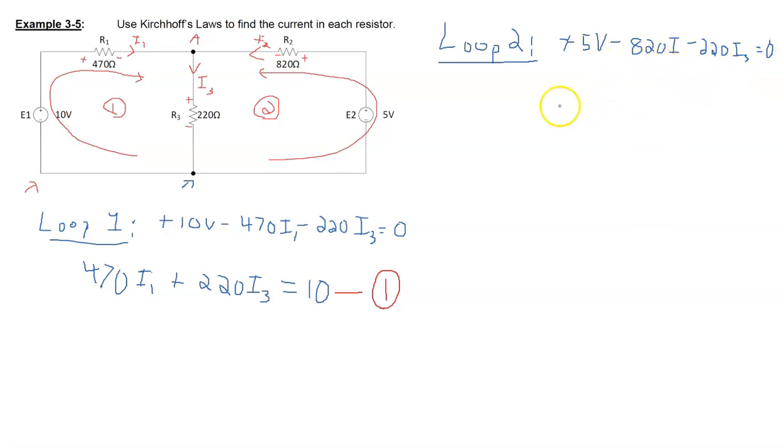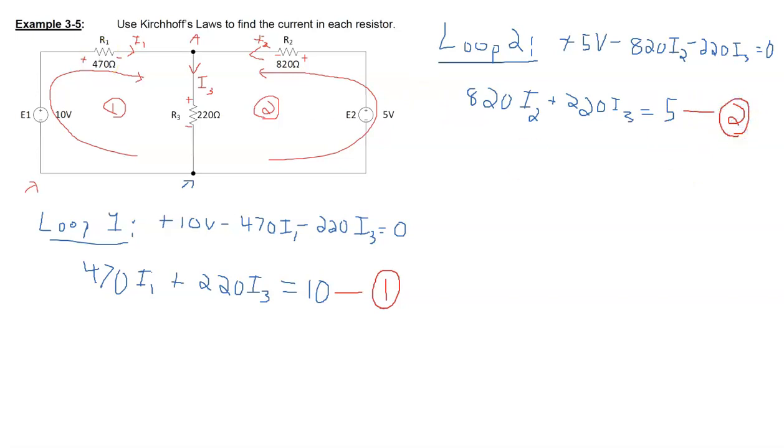And likewise now, I'm going to simplify this. I got 820, and I left out my subscript there again, I2, plus 220 times I3 is equal to 5. And now that becomes equation 2. And I have 3 unknown currents.